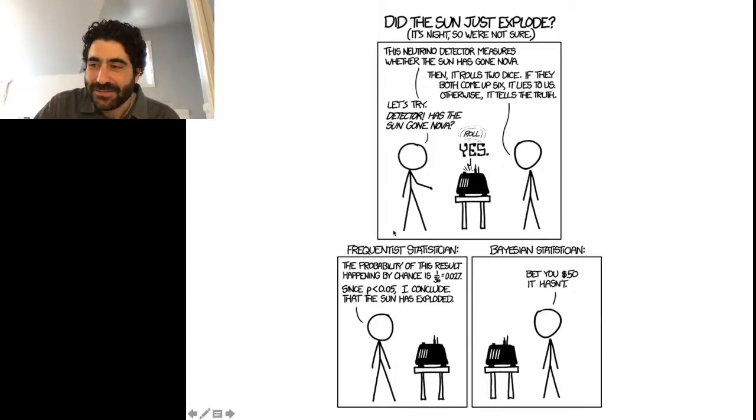So the frequentist statistician here doesn't include these prior beliefs at all, right? We just assume the null hypothesis is true. We see that this result is unlikely under that null hypothesis, and so we reject the null hypothesis, right? And so the Bayesian argument is that that's not really a valid thing to do. You really should weigh this evidence against your prior beliefs, and you always have to have some prior beliefs.